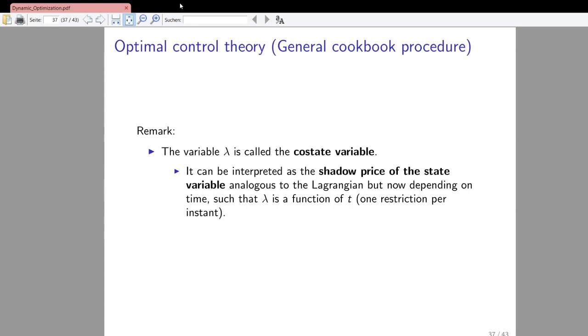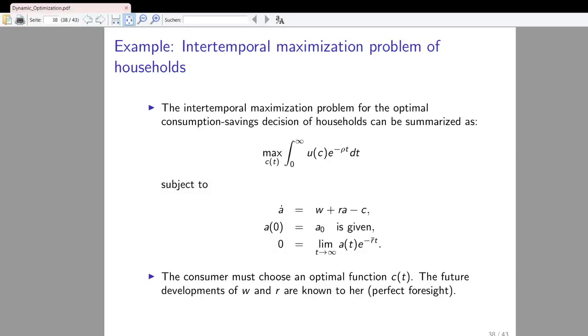So again, this slide just restates the interpretation of the co-state variable lambda. It can be interpreted as the shadow price of the state variable, which is assets in terms of the consumption savings problem. And it's analogous to the Lagrangian, but now depending on time, such that lambda is basically a function of time. So we have one restriction actually per instant. Next, we apply this Pontryagin's maximum principle, optimal control theory, to the intertemporal maximization problem for the optimal consumption savings decision of households.